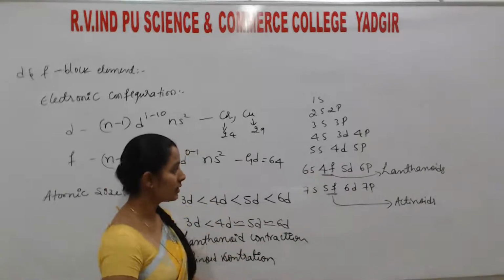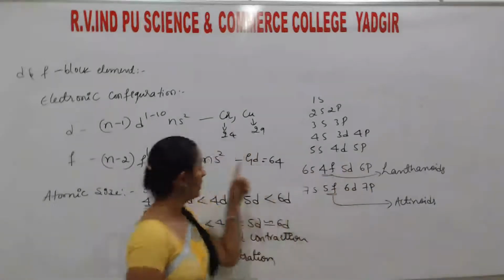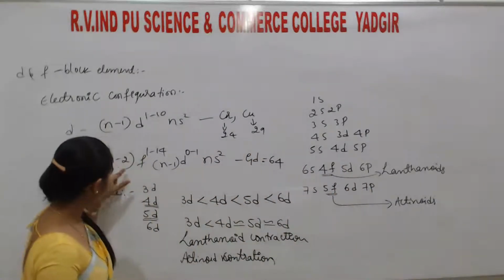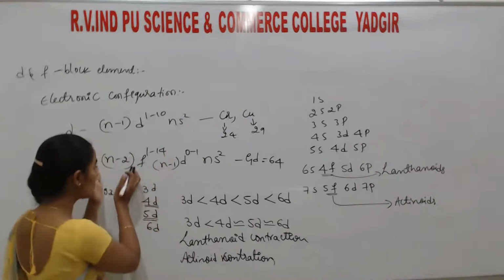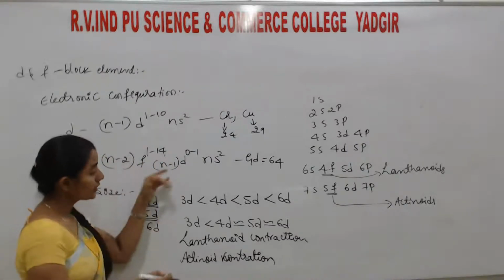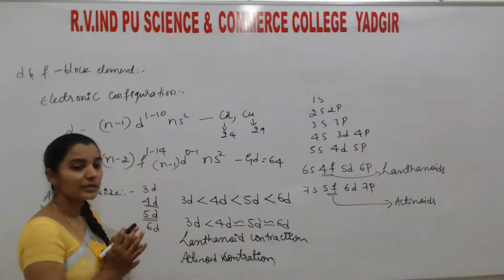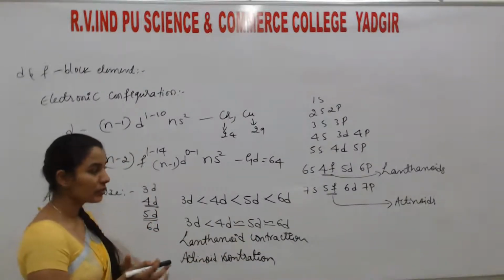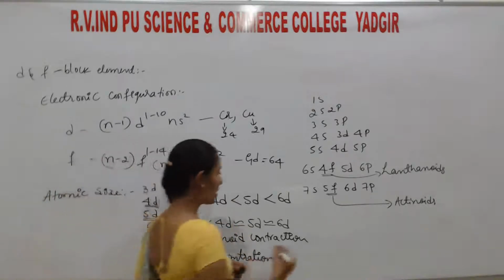How is it decreased? What is the reason? Listen, 6s is there, 4f is there, 5d, 6p. Which is the inner orbital? (n-2) f, 1 to 14. This is the inner orbital. Later this is the d orbital. So here the 5d shell decreases in size. Why? Because as the number of electrons in the shell increases, the size decreases.